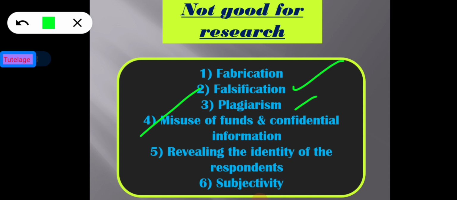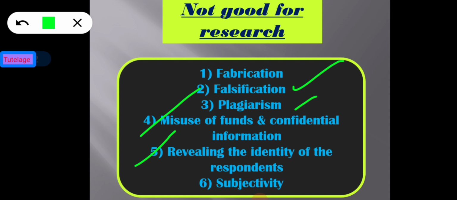Misuse of funds and confidential information should not be done in the research process, because funds received from any institution for research should be spent only on research work. It should not be that the money is spent on personal comforts and then fake bills are submitted to claim funds, which is also unethical. Always, confidentiality of the data should be maintained in the research process. Now going to the next point, revealing the identity of the respondents.